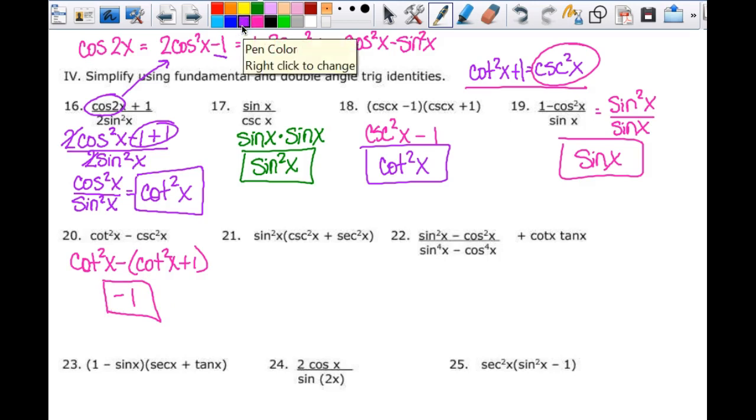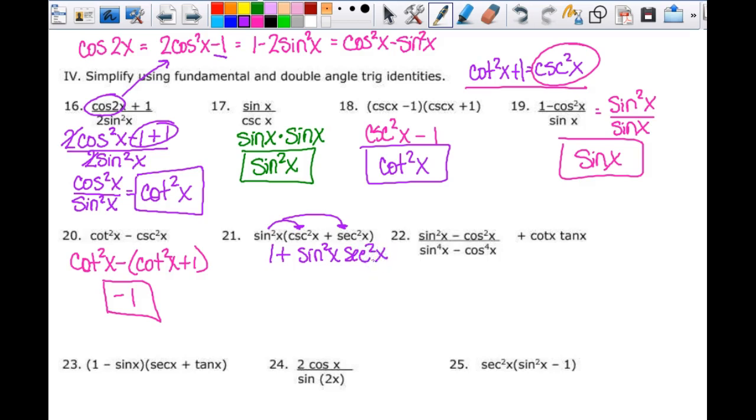Okay, so then on 21, I would start by distributing. These are inverses, or reciprocals, so just like I was trying to say here, and I said it backwards, when I multiply them, they cancel each other out, because this is like sine squared x times 1 over sine squared x. So when I distribute that in here and that in here, this is going to give me 1 plus sine squared x times secant squared x.